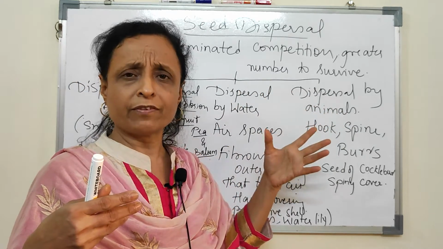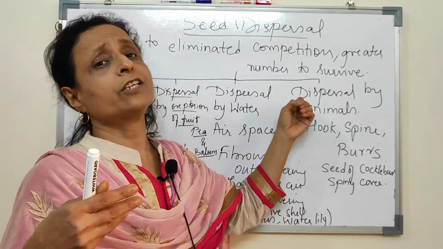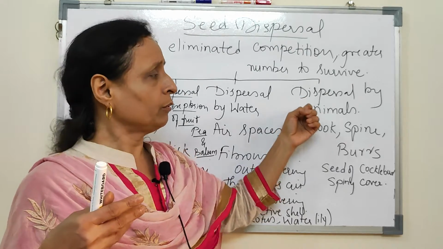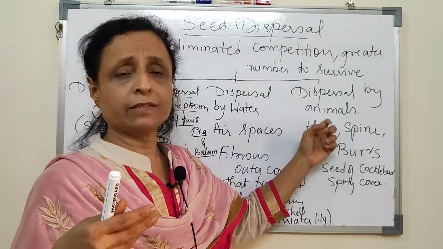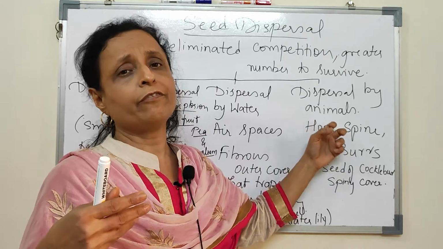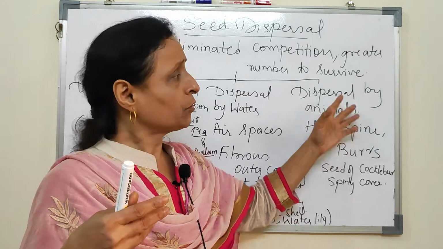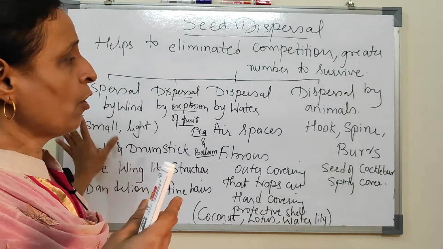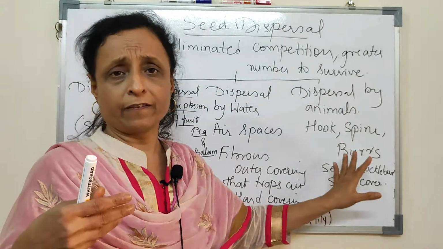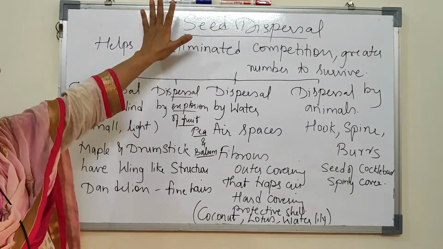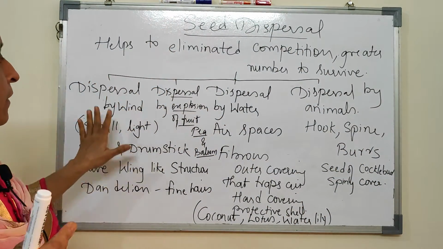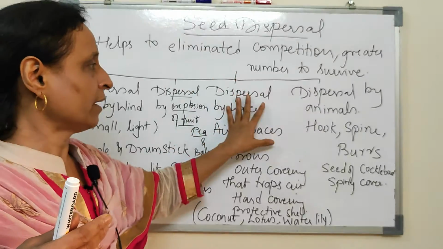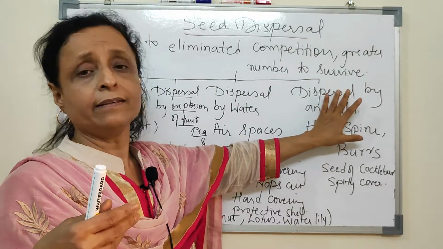There are a number of different types of seeds which the animals, that includes us also, help in dispersal of. So this is how the dispersal of seed takes place, normally by different methods: by wind, explosion, air, water and animals.